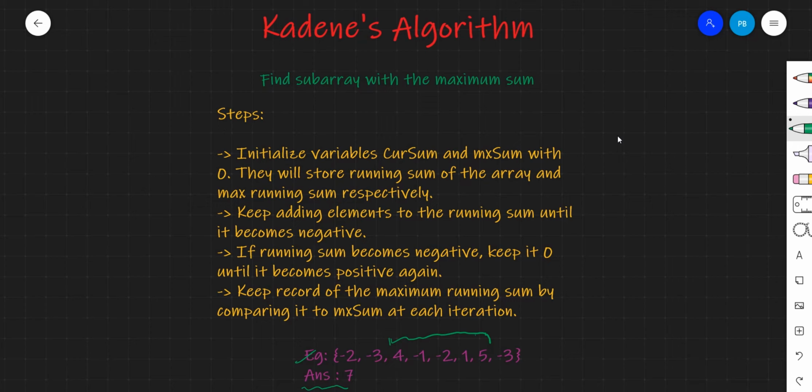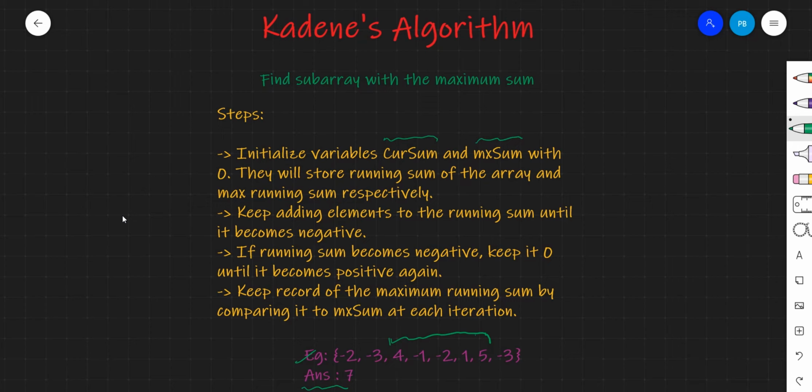We don't have to find the subarray, we just have to find the maximum sum in the array. So we just have to return the sum. We do this by using two variables. We'll initialize two variables. The first variable, cur sum, will show the running sum, and then mx sum will show the maximum running sum. They will both be initialized to 0 initially.